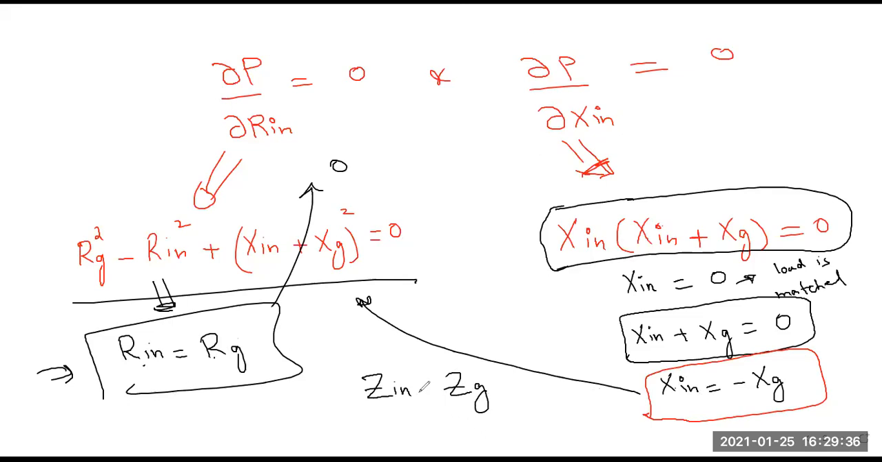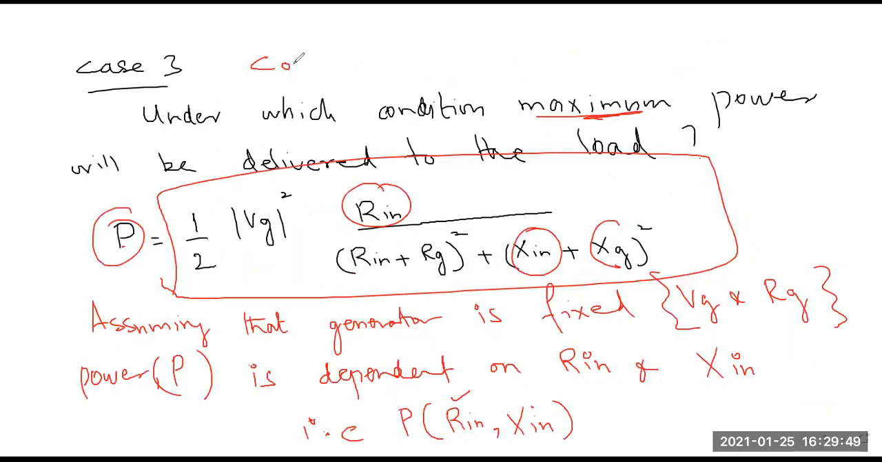सर, conjugate होगा Zg का? Yes, conjugate. You will say Zn must be equal to the conjugate of Zg. So ये जो थर्ड केस हम पढ़ रहे हैं, इसको हम कहते हैं conjugate matching case.